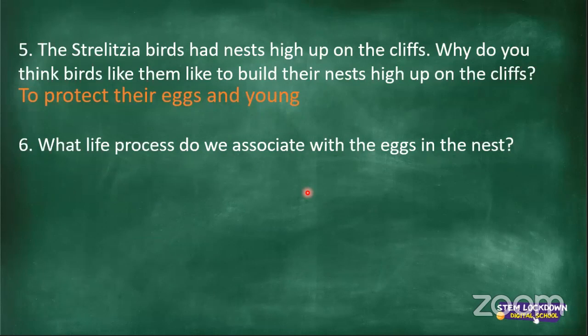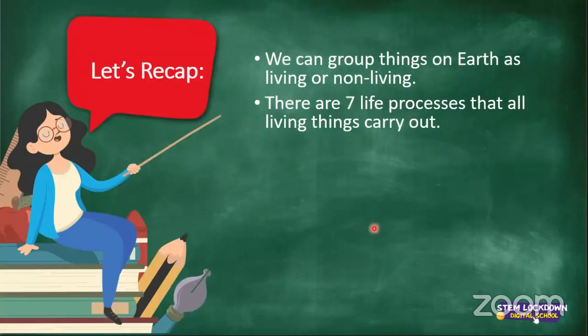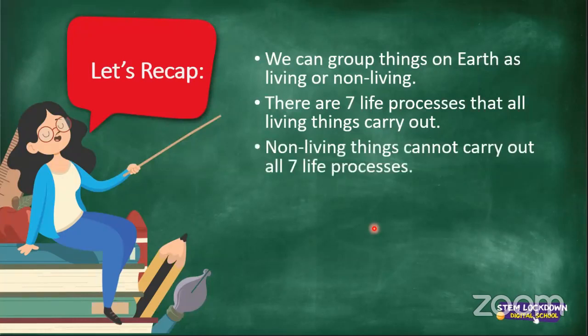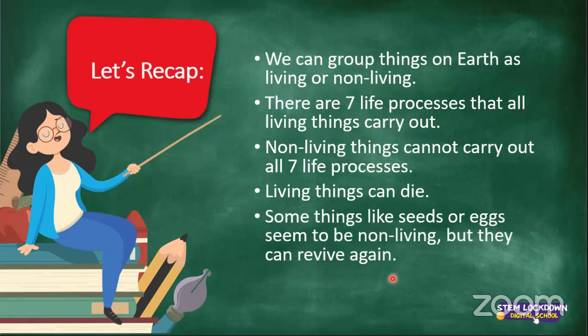We group things on Earth as living or as non-living. 7 life processes that all living things carry out. Non-living things cannot carry out all 7 processes. Things can die. Some things like seeds or eggs seem to be non-living, but they can revive again. I think you know this by now.